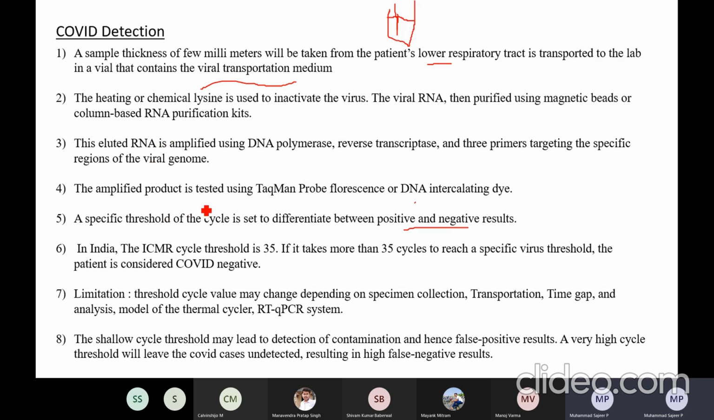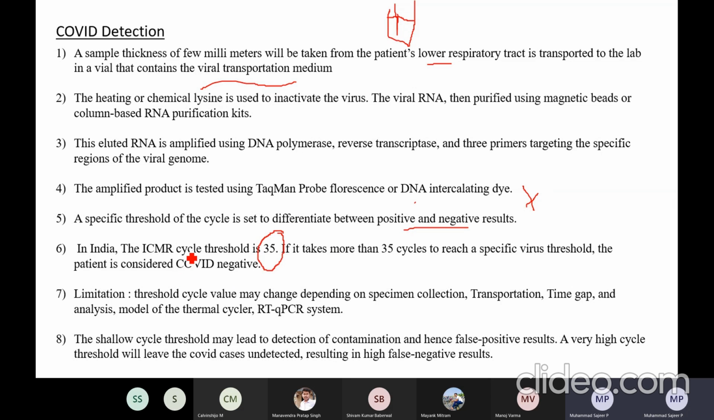In India, it is around 35. So what that means is, if you are able to see enough fluorescence before 35, that means you are COVID positive. And if you are not able to see enough fluorescence even after 35, that means you are COVID negative. So that is the way it works.